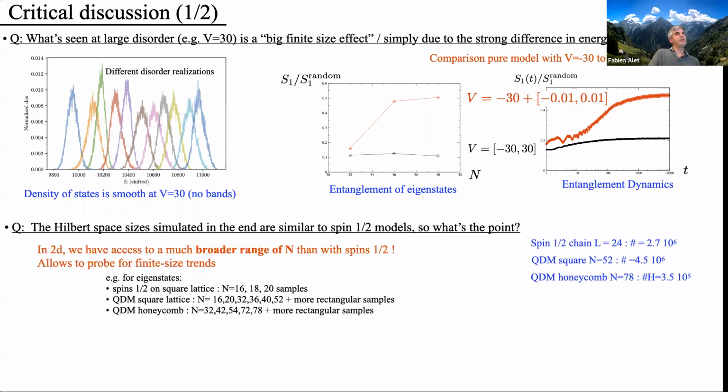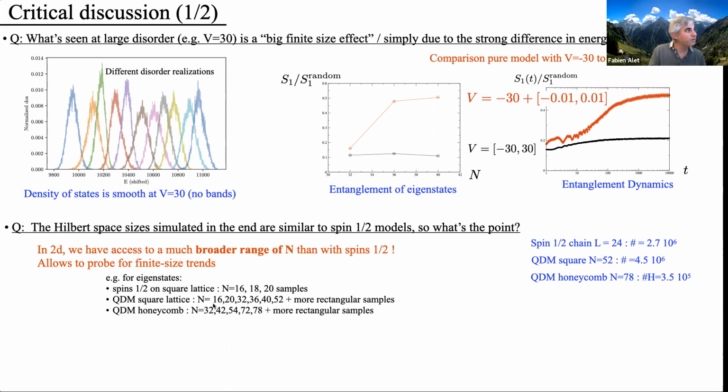Another question I have is the following. The Hilbert size you simulate in the end, you have this trick of using a constrained model, but in the end, the matrix sizes are the same. And that's totally correct. Indeed. So you probe the same type of level spacing, so what's the point? That's correct. But I would like to argue that we are allowed to probe a broader range of n. If you do a spin-1/2 model on a square lattice, you can do 16, 18, and 20 sites, and that's it. You cannot do 24.